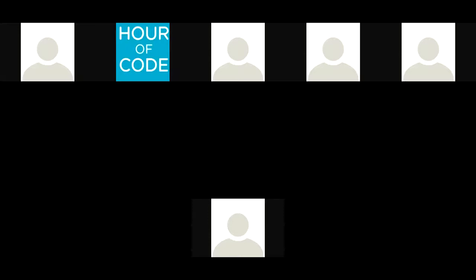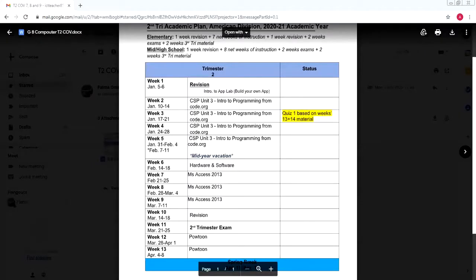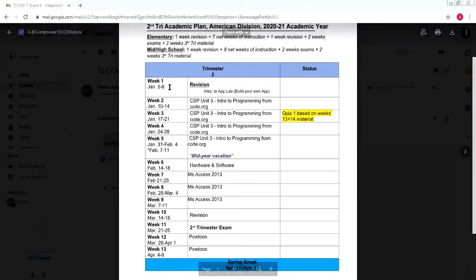Okay. So I'm going to share my screen. Here we have the topics to be covered in trimester 2. In week 1, we need to have a revision for the App Lab we already had in weeks 13 and 14. I know some of you didn't attend the sessions, so we're going to start from the beginning, step by step. Then we're having introduction to programming from week 2 to week 5.